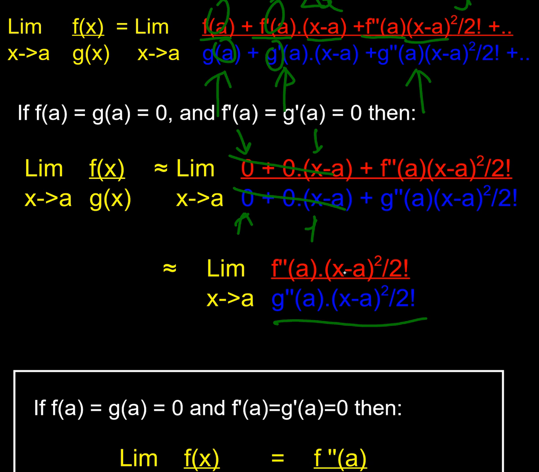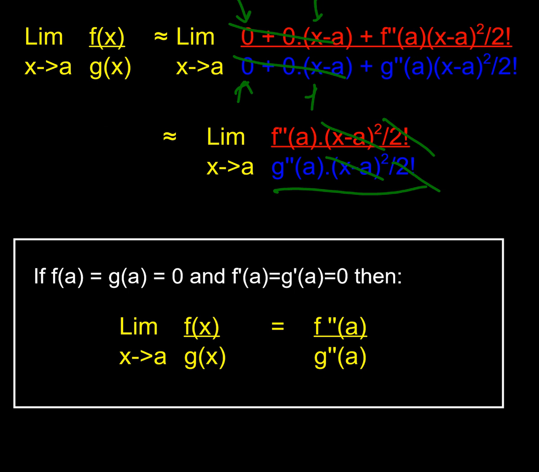There's my third terms. Of course, what can I do there? Well, I've got an x minus a squared top and bottom I can cancel. I've got 2 factorial top and bottom I can cancel. So what have I proved? I've proved that if my initial values are 0 and my gradients are 0, I can actually use the second differentials to find the value, f double dash of a over g double dash of a.